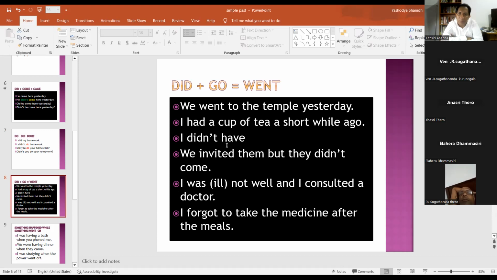I was not well. I was ill. I was sick. So I had to consult a doctor. So I consulted a doctor. I forgot to take the medicine after meals.